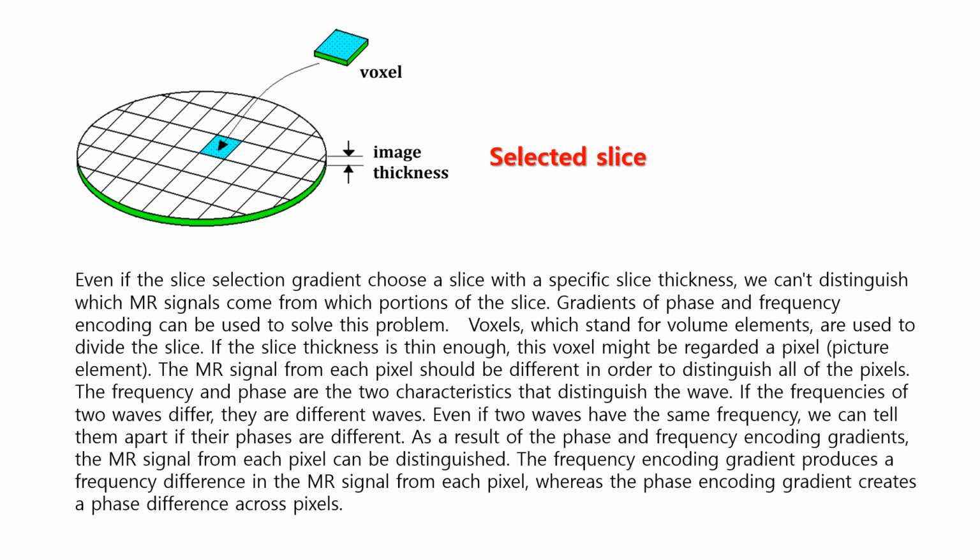Now we choose the slice thickness, and the image plane is fixed by the slice selection gradient. Even if the slice selection gradient chooses a slice with a specific slice thickness, we cannot distinguish which MR signals come from which portions of the slice.